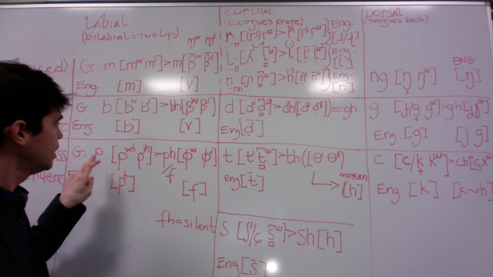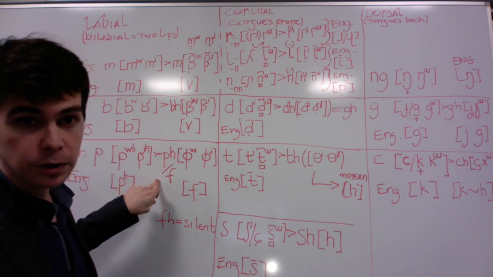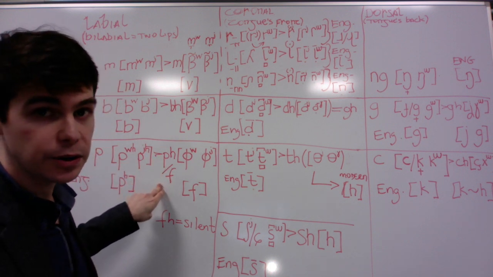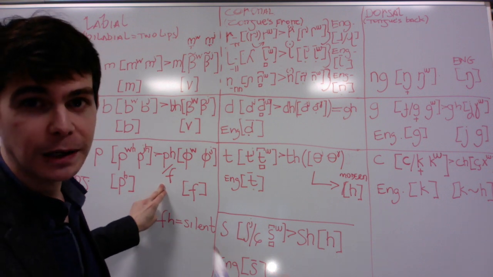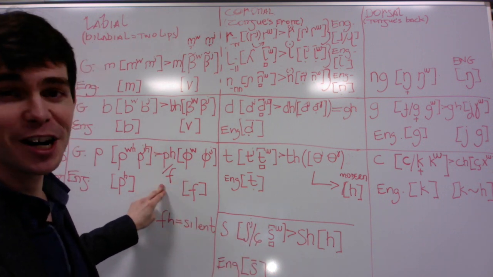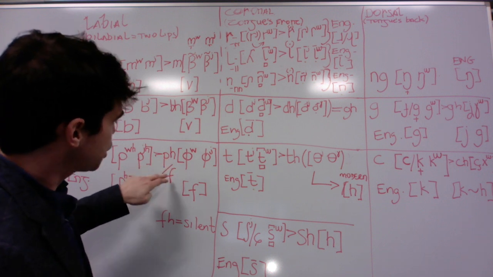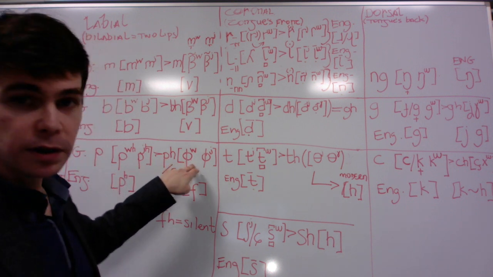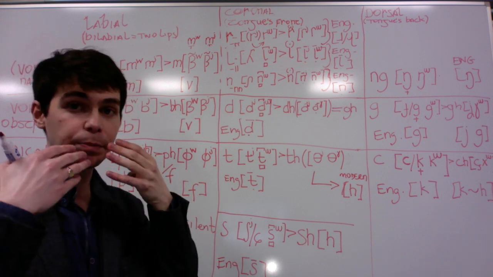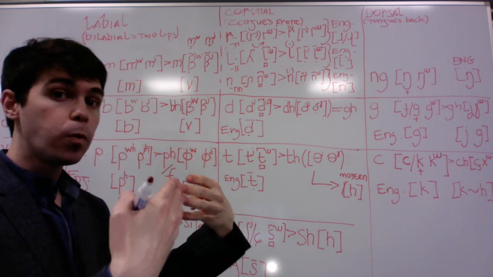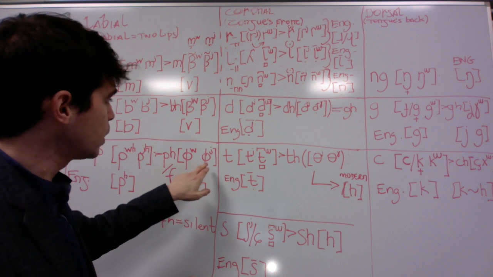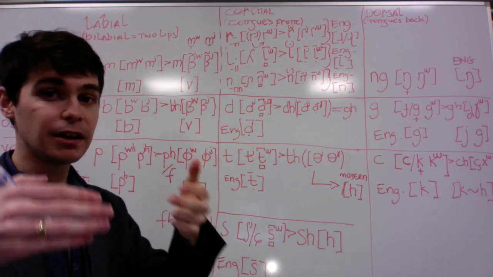Right, so PH has the same sound in Irish as F. F is an independent letter. It goes back to Proto-Celtic W. We'll talk about that another time. So PH and F, when it's broad, again, the lips are protruded, and when it's slender, the lips are retracted.